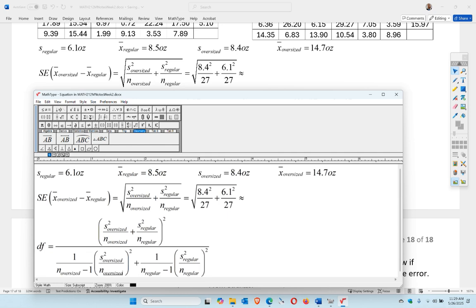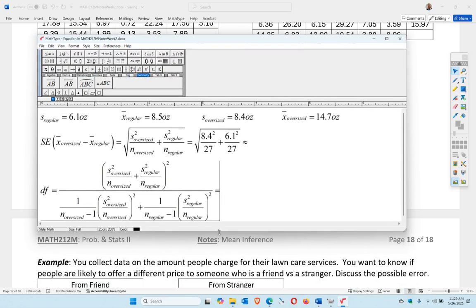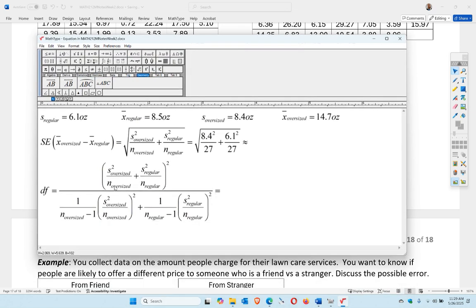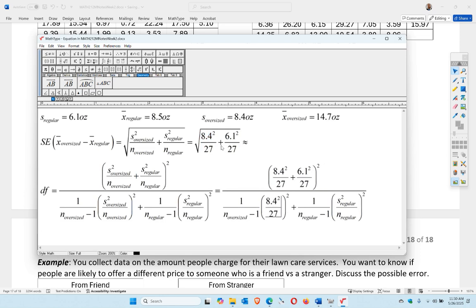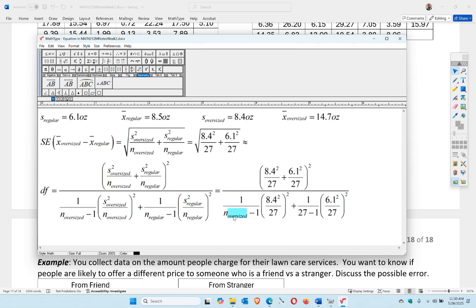Oversized. Right? Okay. So obviously we put these in the computer. That's going to be the same as this here, so I'm just going to copy that, paste over that. I'm going to copy this, paste over that. Copy this, paste over that. And this is 27, and that is 27. Okay, so that's going to give us an approximate value there.